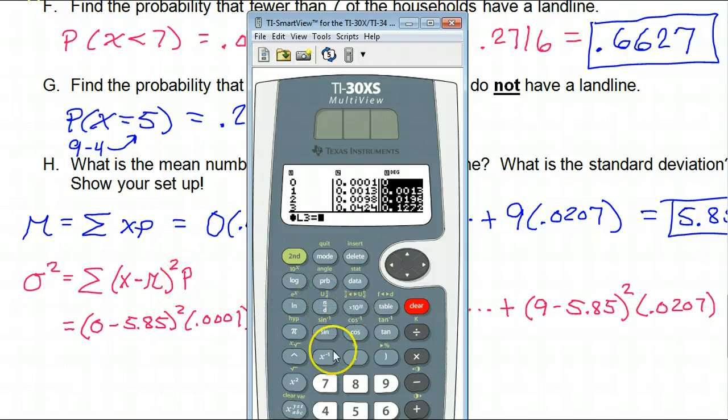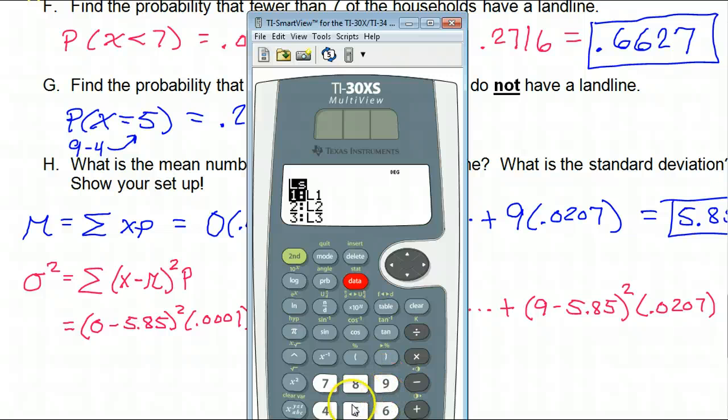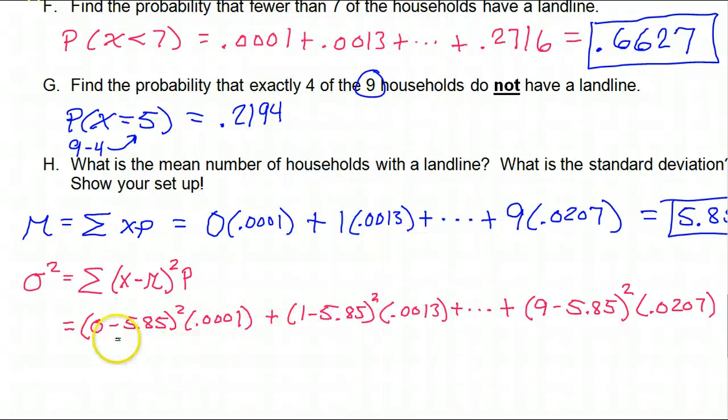So we're going to do the x's, which are in list 1. So we do data list 1 minus the mean, which was 5.85. So x minus the mean, squared, and then times the probability. The probabilities are in list 2, so I will hit data list 2. Now if I hit enter, it's giving me all of these terms.